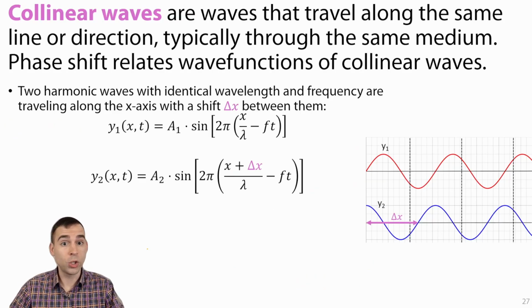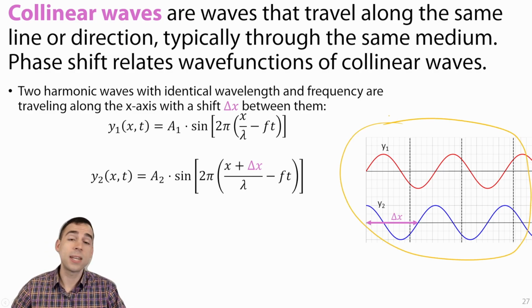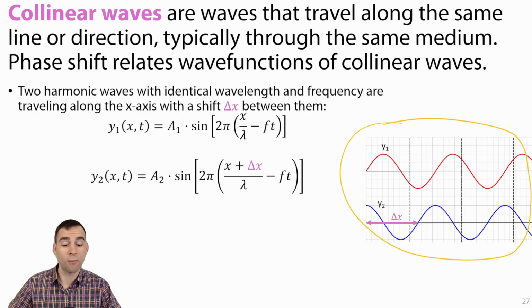Collinear waves are 2 waves that travel along the same line or direction in the same medium. They're collinear. The phase shift relates the wave functions of 2 collinear waves. If we imagine 2 waves like those shown here in the diagram, which are being sent into a medium with an offset distance of delta x, we could describe them both with their own respective wave functions.